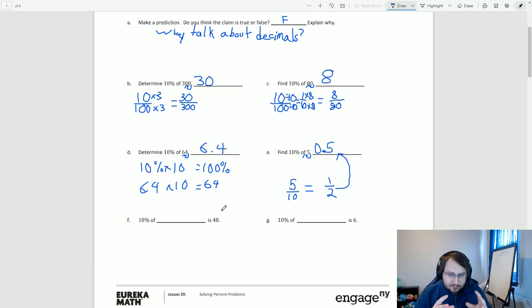Well, if going from our whole to our part, I had to move my decimal to the left, maybe this time I have to do the opposite, because I'm doing the opposite in general. So maybe I have to do the opposite here as well and move my decimal 1 to the right. So if it's 1 to the right, that means my answer will be 480.